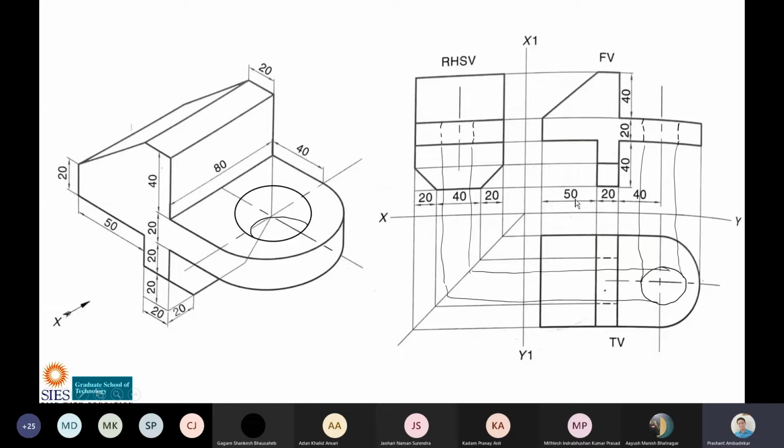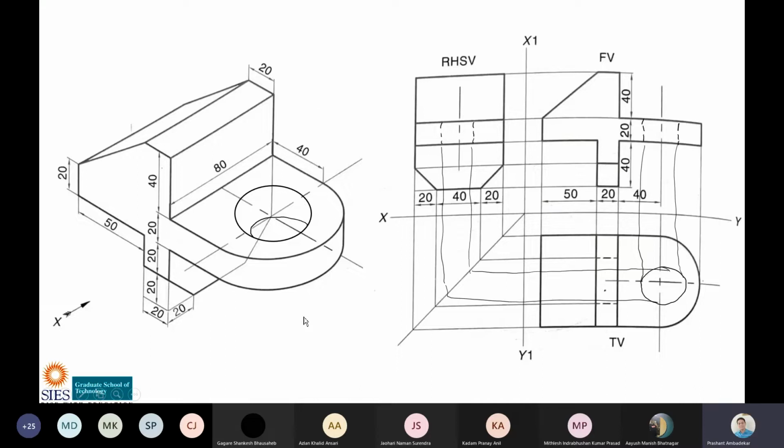Extension line, I want proper extension line. You can see here the extension line should extend beyond the dimension line for at least 3 mm. It comes out from here, see how much distance, at least 3 mm. Everywhere you can see it is at least 3 mm. And the dimension which is written properly, and the XY line and X-Y line.